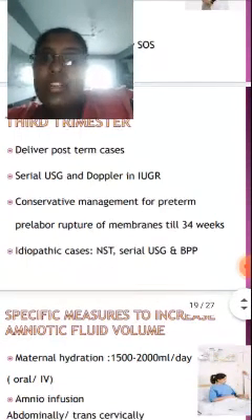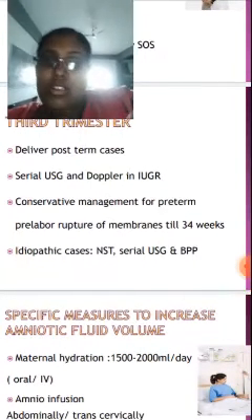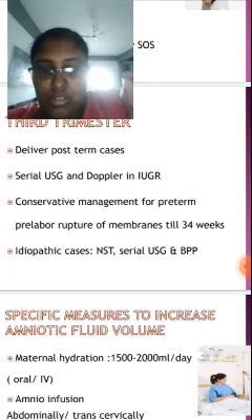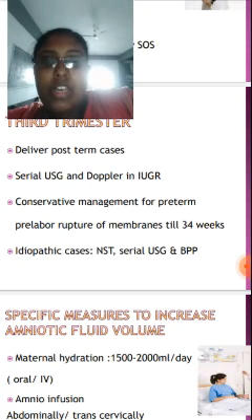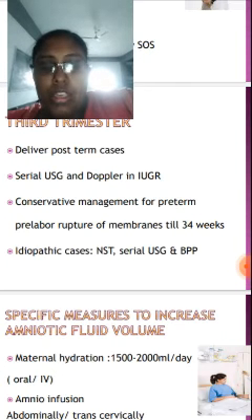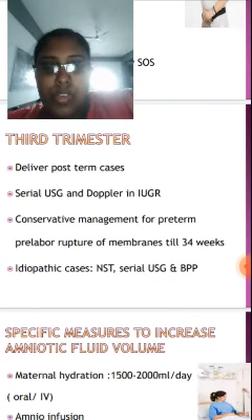Then idiopathic cases, in those cases, non-stress test, ultrasonography, biophysical profile, fetal movement, modified biophysical profile, the fetal well-being we already discussed, that should be assessed.